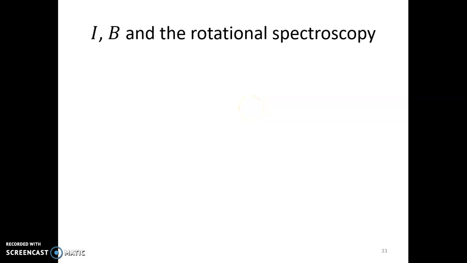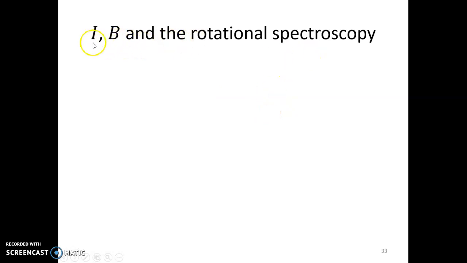Welcome back to the microwave spectroscopy. In the previous video, we talked about the moment of inertia, I, and the rotational constant, and we see that knowing B, we can obtain I, and then the bond distance in a diatomic molecule.